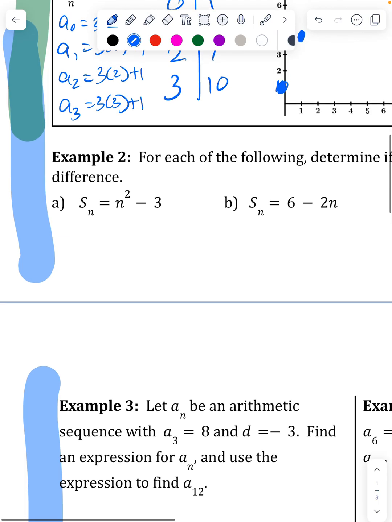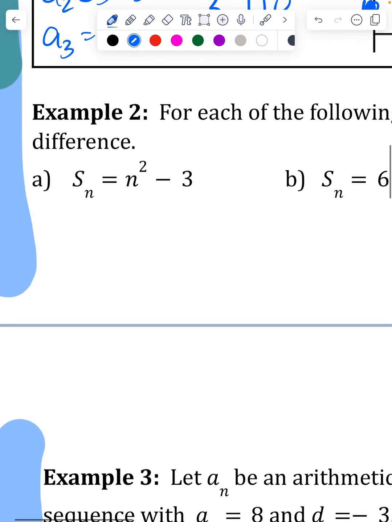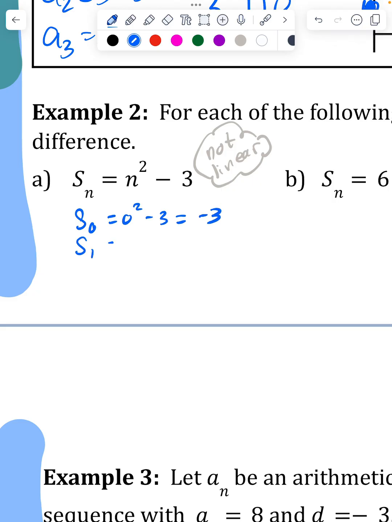Okay, what if you have the formula? Well, looking at it, it doesn't seem like it's going to be arithmetic because it's not linear. So I'm just kind of thinking over here that I expect this to be a no, since it's not linear and these behave in a linear fashion. But what I would do is plug in a few numbers. 0 squared minus 3 will give me -3. My next term would be 1 squared minus 3, so I would get -2, and so on. So I just get enough to kind of establish my common difference if there is one.